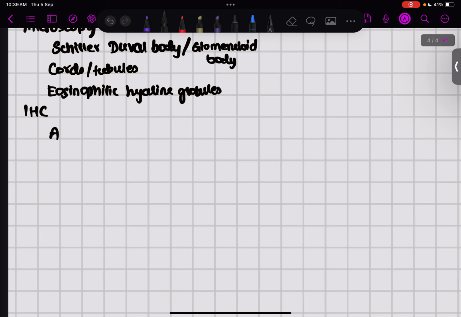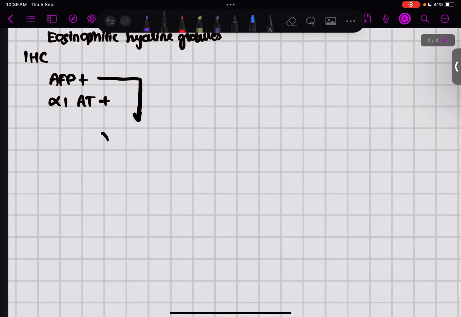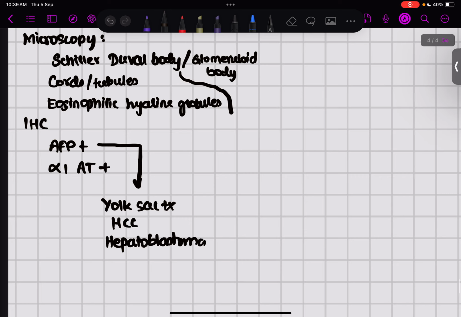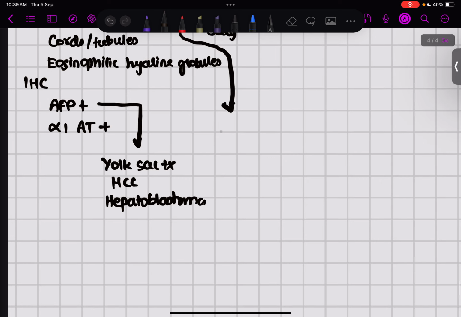Immunohistochemistry shows alpha fetoprotein positive, alpha 1 antitrypsin positive. Alpha fetoprotein is positive in yolk sac tumor, hepatocellular carcinoma, and hepatoblastoma. Schiller-Duval bodies are also seen in glioblastoma multiforme.